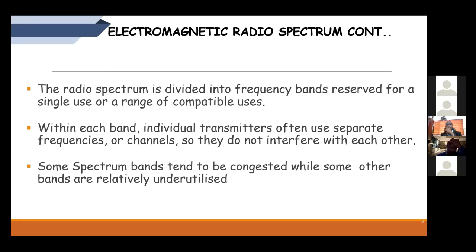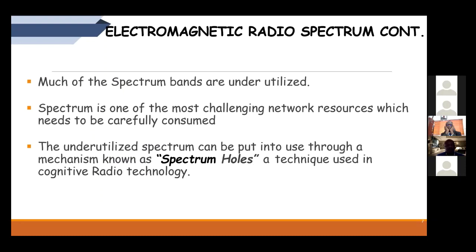So within each of these bands, individual transmitters often use separate frequencies or channels, so they do not interfere with each other. This is one of the primary functions of spectrum managers, to ensure that interference does not occur. And even when it occurs, it can be handled, or mitigation should also take place. So some spectrum bands tend to be more congested, while other bands are relatively underutilized. So much of the spectrum bands are underutilized, like I mentioned.